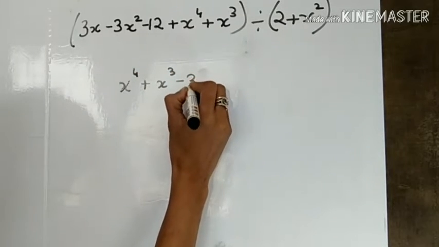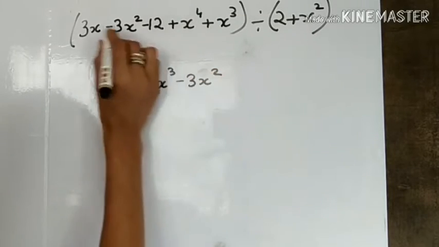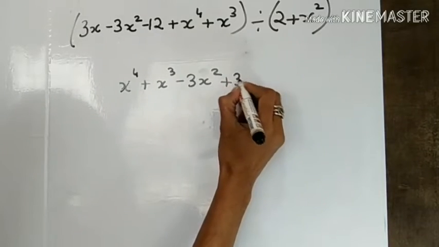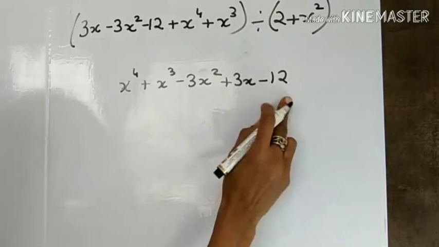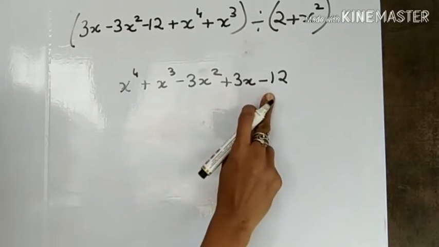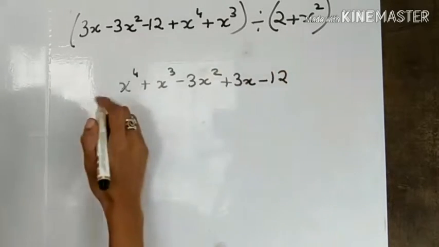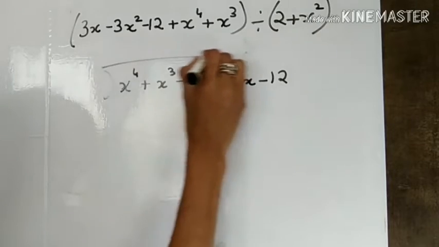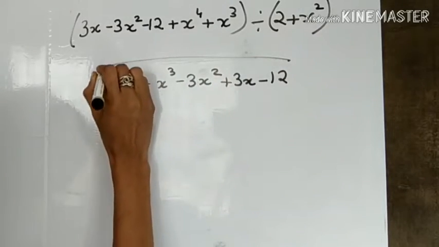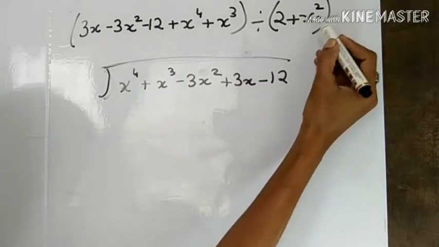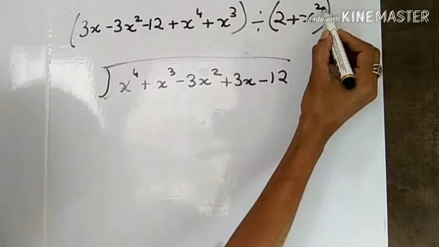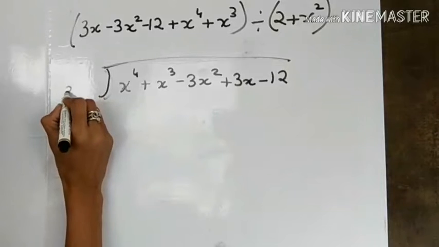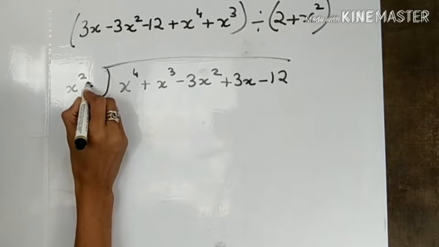Then we have minus 3x square plus 3x. And the last one is minus 12. Do consider the signs. Without the signs, it becomes invalid. And then you divide this by your divisor, that is 2 plus x square. We also have to arrange the terms of the divisor in the descending order of the index. So that gives us x square plus 2.